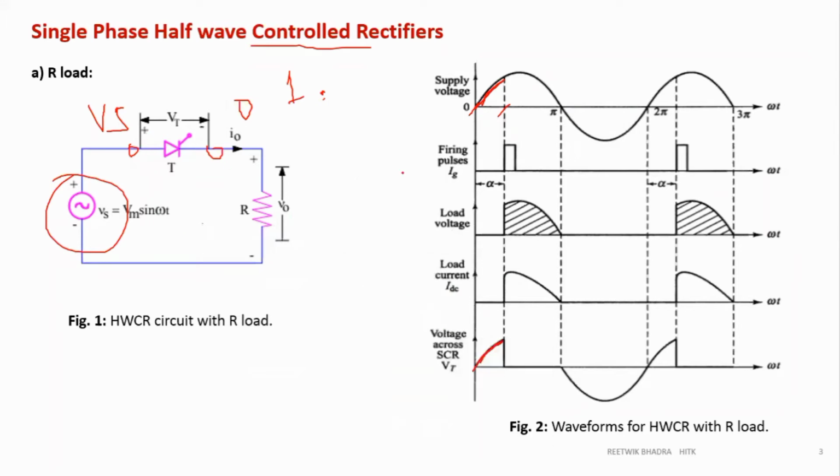So between alpha and pi, it is on, right? If it is on, what voltage will we get at this point? V naught. Now between alpha and pi, what is V naught? V naught is equal to Vs. So Vs minus Vs gives you 0. So this is 0.